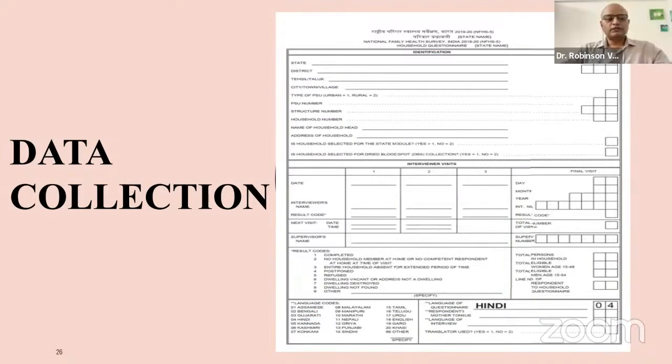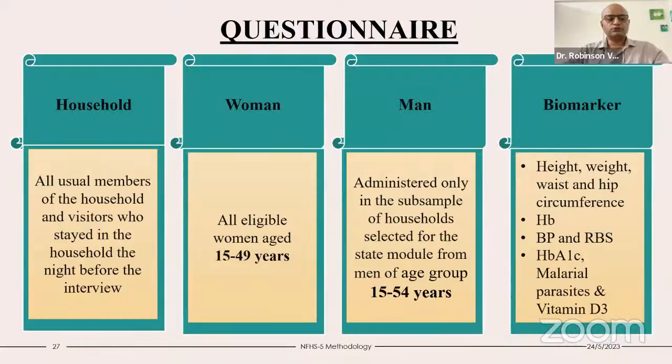The protocol for the NFHS-5 survey, including the content of all survey questionnaires, was approved by the IIPS Institutional Review Board and the ICF Institutional Review Board. The protocol was reviewed by the US CDC. There are four survey questionnaires: household, women, men, and biomarker.